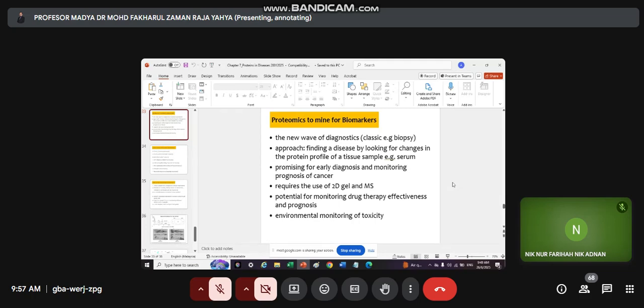If we do not use control or healthy sample or normal sample, we cannot determine whether biomarker is changing or functional in diagnosing disease. So bear in mind that to use biomarker in diagnosis, we need to use at least two different samples, control and abnormal sample.